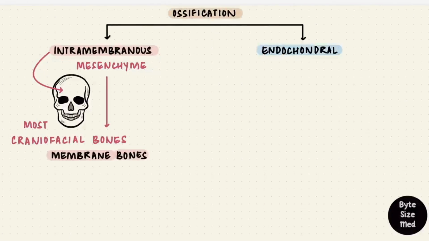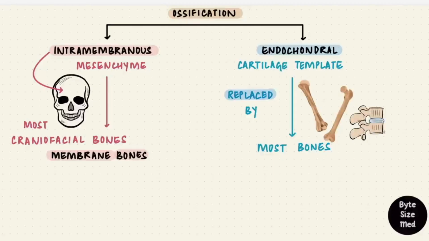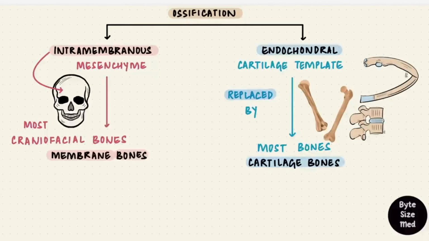Endochondral ossification involves cartilage. It's right there in the name, chondral, cartilage. Here the mesenchyme forms cartilage first, which serves as a template, and that cartilage gets replaced by bone. Cartilage does not turn into bone, but it gets replaced by bone, and we'll see how in a bit. This is how most bones in the body form, like the long bones, the humerus, the femur, vertebrae, ribs. They are cartilage bones. They form by endochondral ossification. First, let's look at intramembranous ossification.